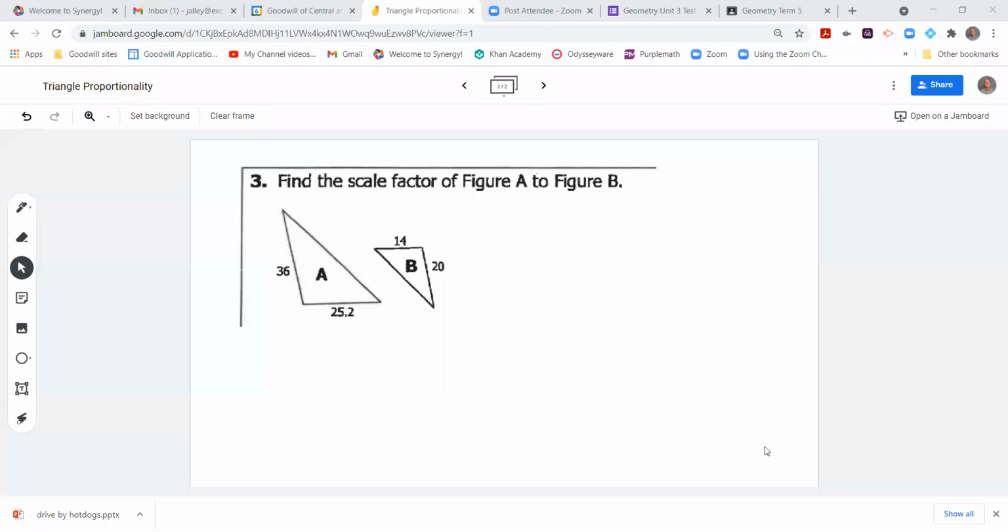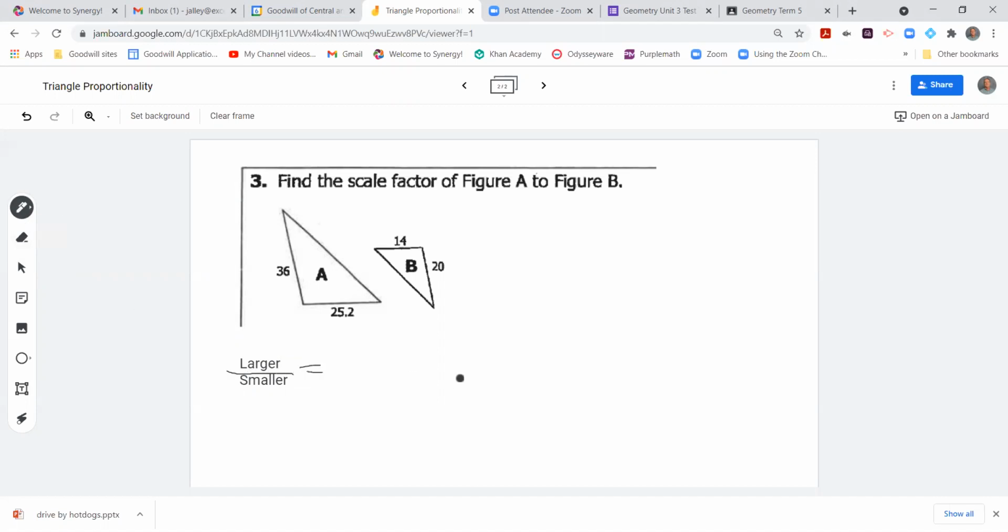And for this problem with the scale factor, we don't have a similarity statement. Obviously, they're not congruent because they're not the same size. So you have to use visual cues. Which side of triangle B goes with the 36 from triangle A? 20? It is 20.